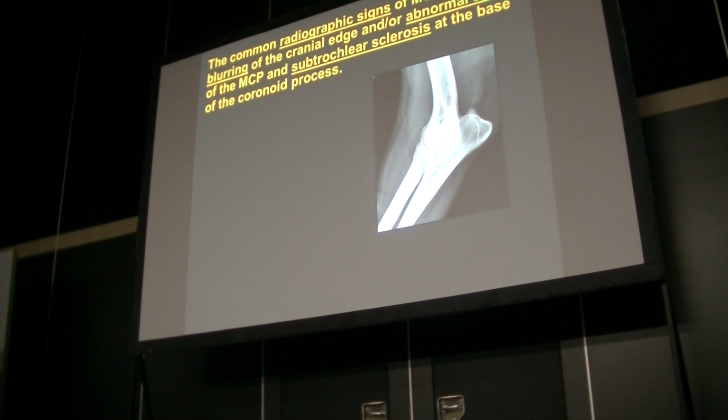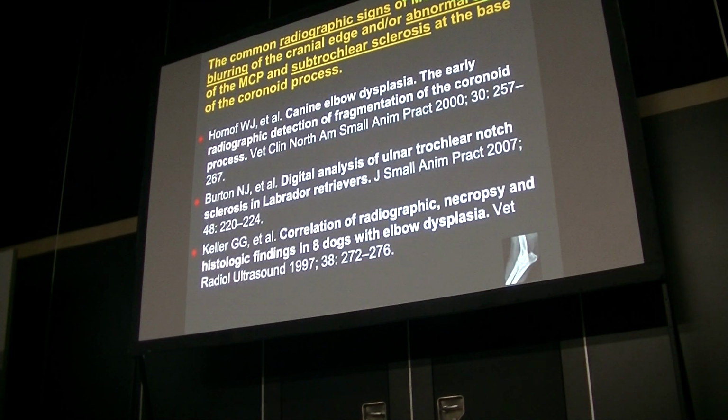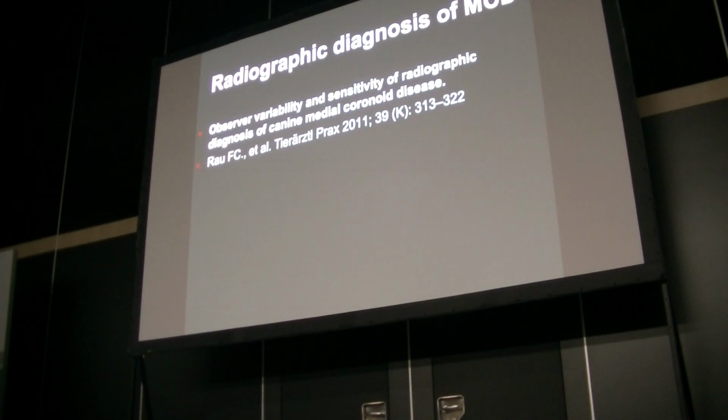Regarding the radiographic findings, usually they are the blurring of the cranial edge and/or the abnormal shape of the medial coronoid process and the incidence of sclerosis at the base of the coronoid. Quite some publications have been written about these findings, but none of them compared the three findings together. So the accuracy of the three findings together, we tried to do, and I will explain it later.